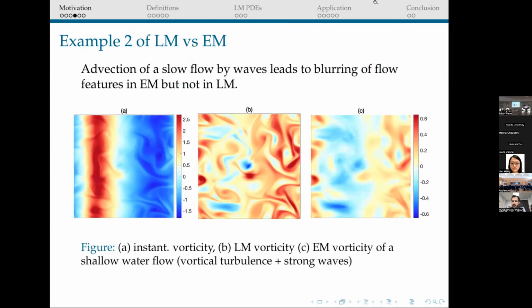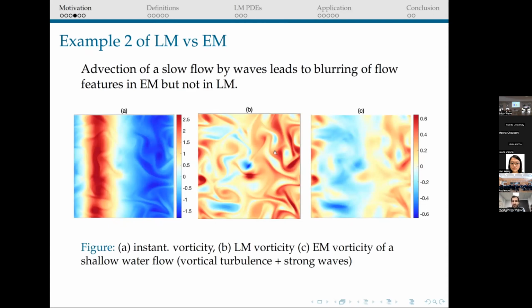This is another example. It's a computation that I did using the method that I'm going to present in this talk. I had geostrophic turbulence in a shallow water system, and then I added a very strong mode 1 wave on top of that and plugged everything into the shallow water equations, let the equations decide the fate of the flow. And then I'm showing the instantaneous value of vorticity to the left in panel A. And you can see the strong presence of the wave.